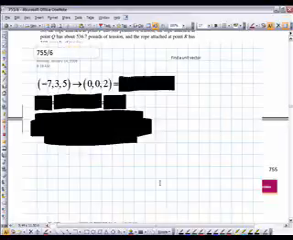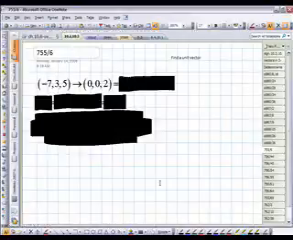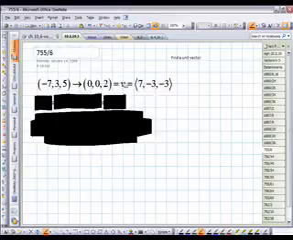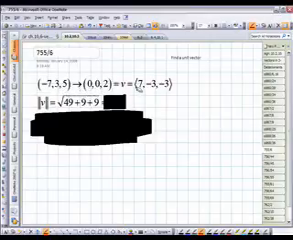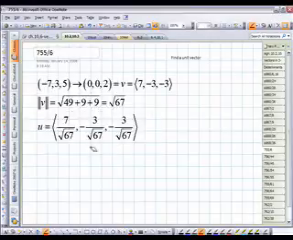Okay, more examples. We want to find a unit vector going from (-7, 3, 5) to (0, 0, 2). So first we need to find the actual vector, so we subtract. The vector v is going to be 0 minus negative 7, 0 minus 3, 2 minus 5. Then we want the magnitude, so it's the Pythagorean sum: rad of 7 squared plus negative 3 squared plus negative 3 squared, which is equal to rad 67. And then finally to get the unit vector, we take our vector divided by its magnitude, and here we are.